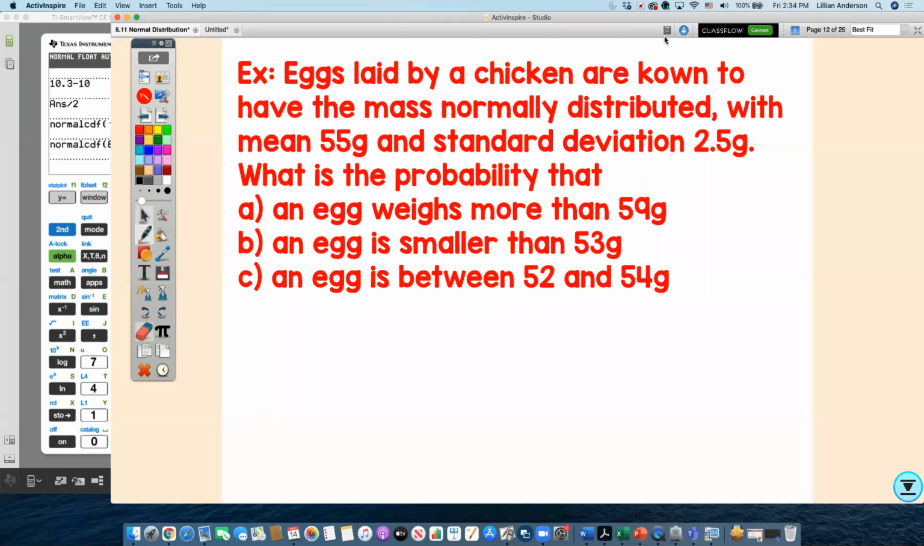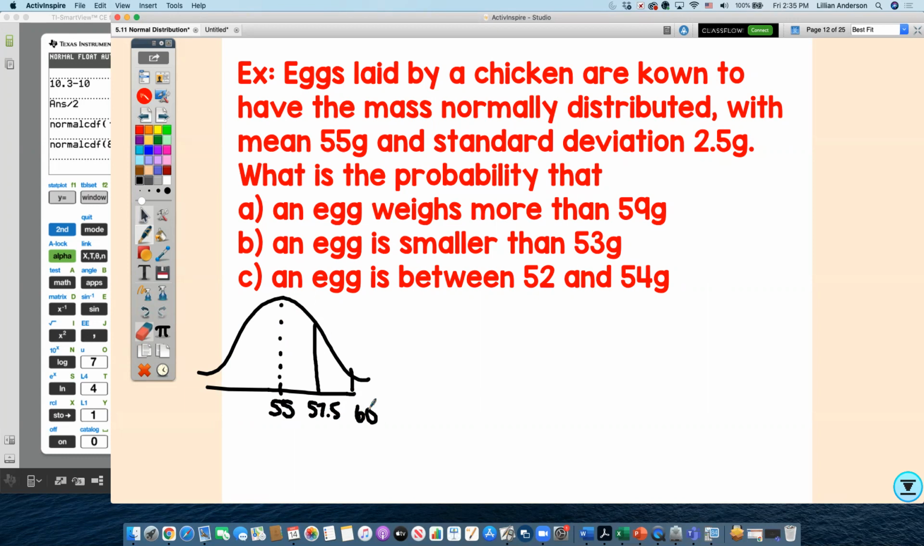This one clearly is going to be a calculator problem. How do I know this? Well, if I look at the mean of 55 and a standard deviation of 2.5. Well, if I add 2.5 to 55, what do I get? And then if I add 2.5 to 57.5, what do I get?